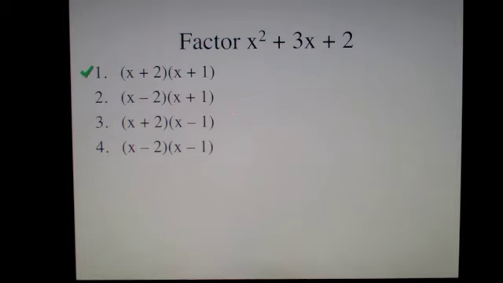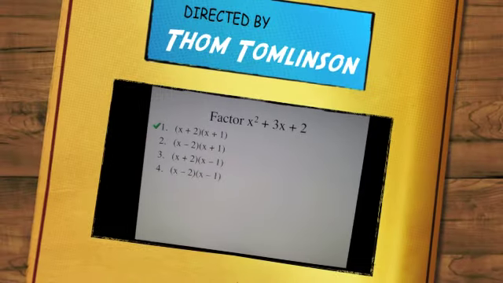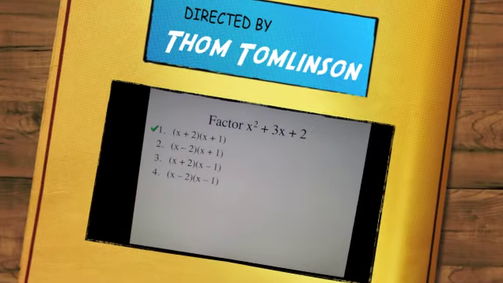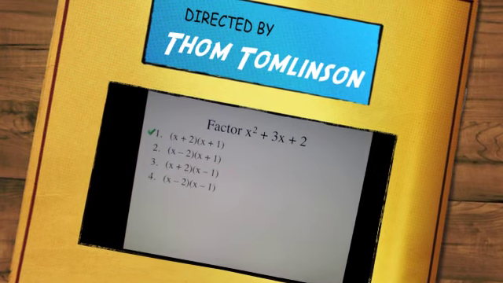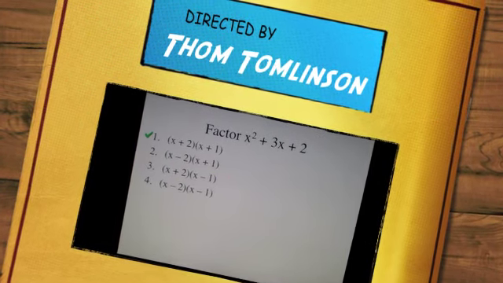Okay, I hope you chose answer 1. When you factor this using the method that we just looked at, you should get x plus 2 times x plus 1. If you didn't, look back over those notes again real quick and then try it one more time, and then let's go on through the rest of the video and see if you can get it after a couple more slides.